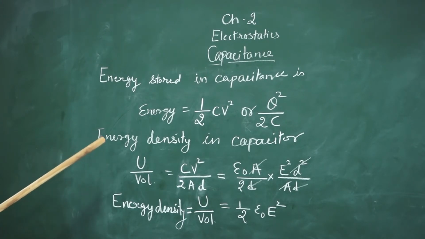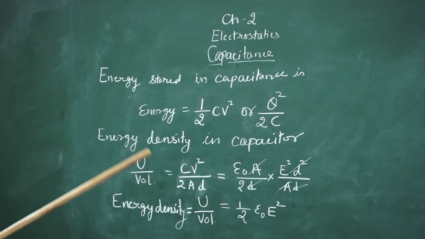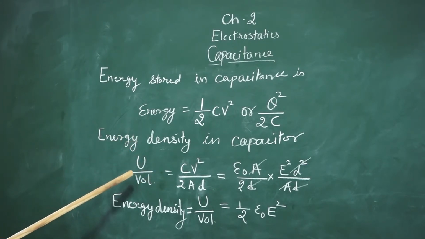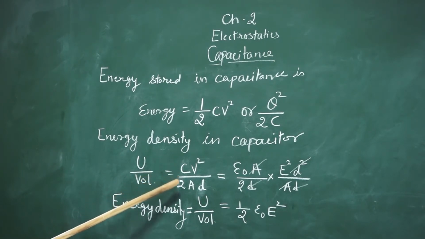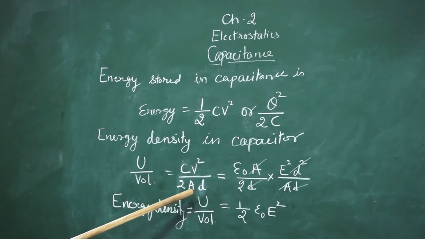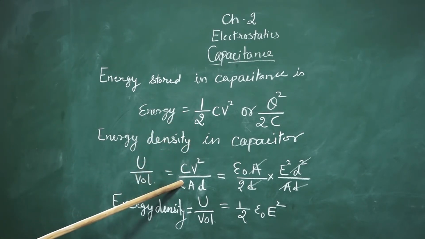Next is energy density in a capacitor. Density of energy in the capacitor is given by energy upon volume. Volume is given by A into D. As you have seen in the figure, A is the area of the plate, D is the distance between the plates, so this becomes the volume, and this is the energy from this formula.